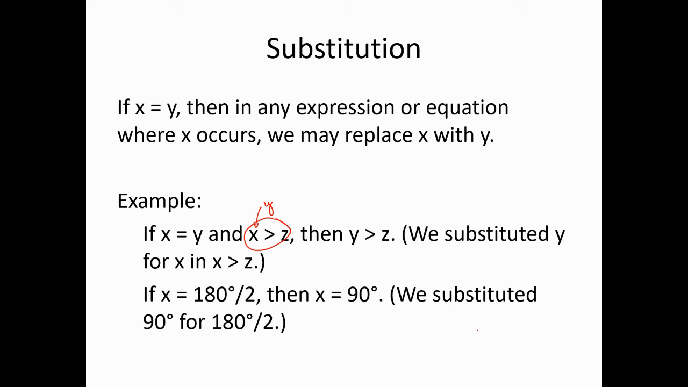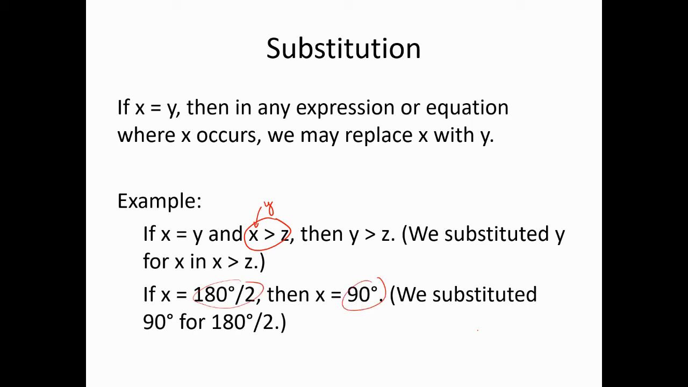So how about the next one? Let's say that if x is equal to 180 degrees over 2, then it follows, of course, that x is equal to 90 degrees. Now, how did we get from the first statement to the second statement? Well, the difference between the first statement and the second statement is the right-hand side of the equation.